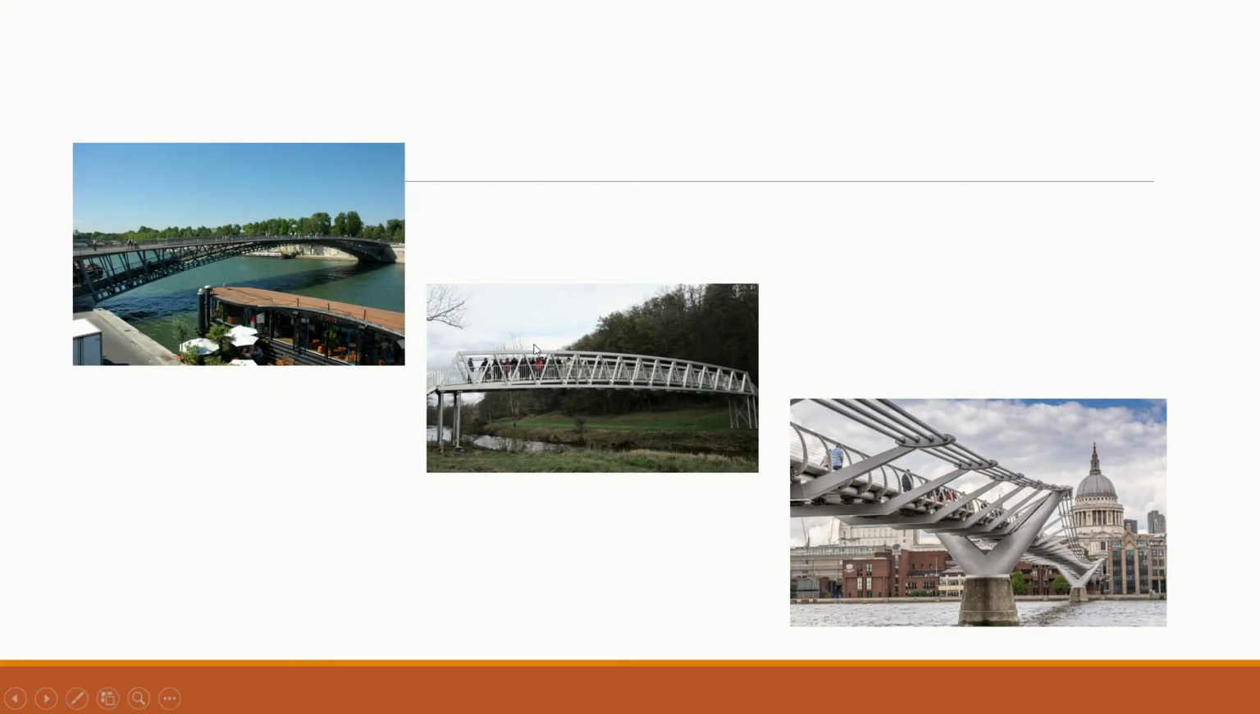So here are the three main types of bridges. There's the arch bridge, where the load is transferred from the deck to the arch and then from the arch to the ground by compression. There's the beam bridge, in which the load is transferred by flexion to the main sides. Here it's a truss bridge, and there's the cable stayed bridge. This is the Millennium Bridge.